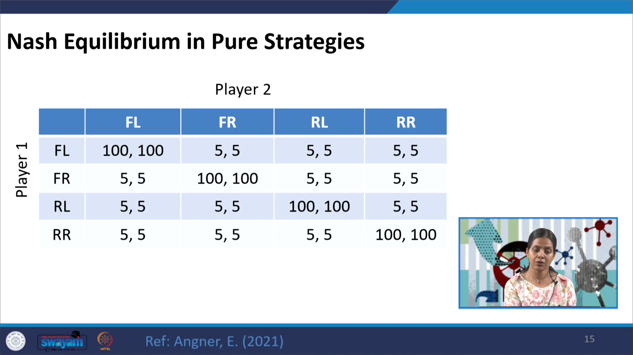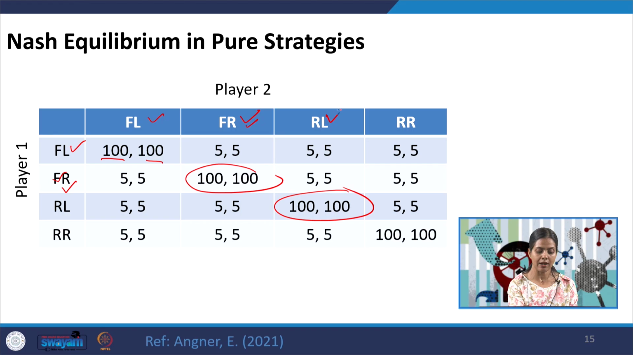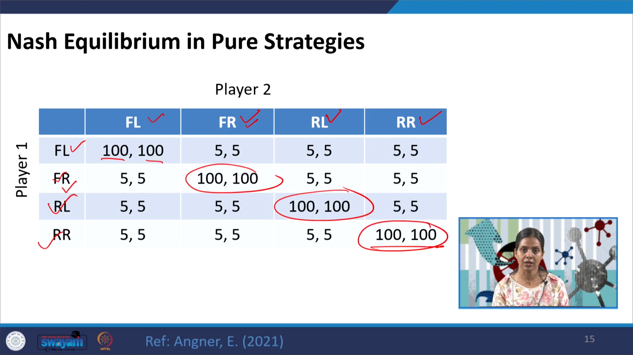So, here I am giving you the same problem with payoffs. If both of them give the same answer, then they are getting 100 out of 100. So, for all the cells where we have FR, FR, then RL, RL and RR, RR, they are getting full marks. And whenever their answers are not matching, then they are getting only 5 marks. So, these are their payoffs. And what is the Nash equilibrium here in this case?